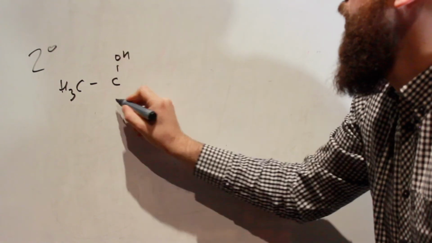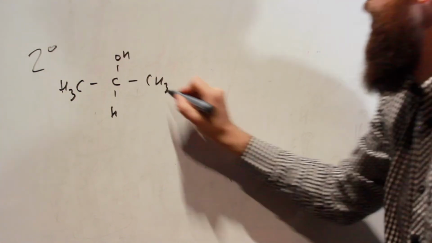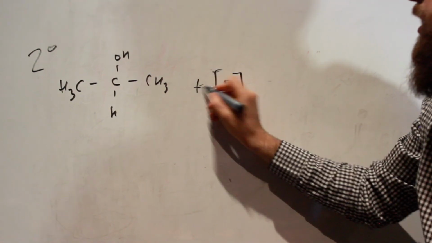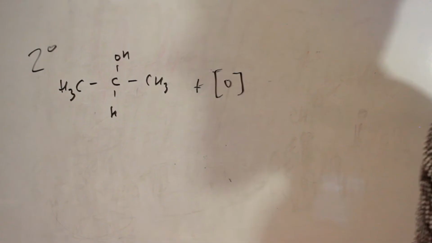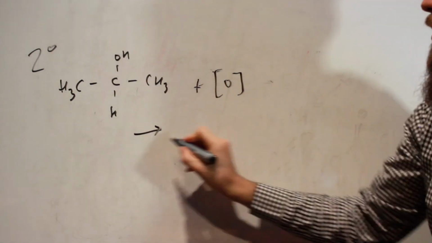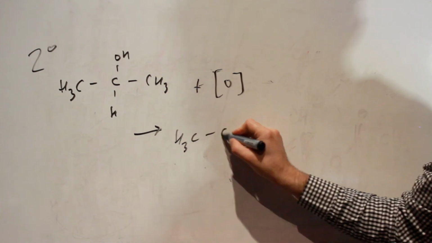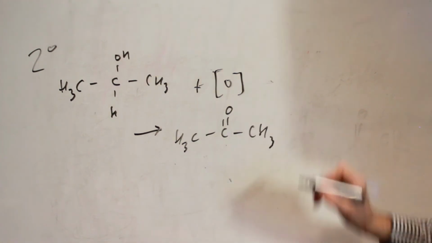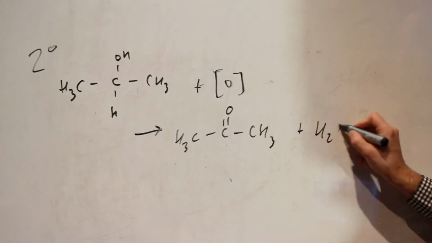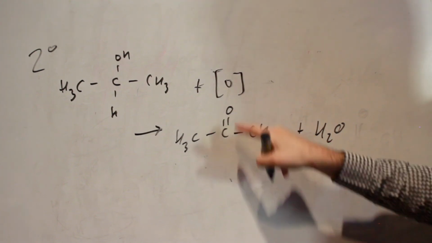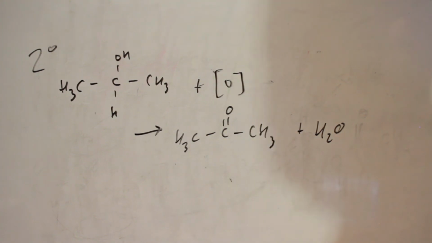So the alcohol there. Oxidize it. So we identify our oxidizing agent as the potassium dichromate, and then we form the ketone. So H3C, and the ketone has this C double bond O within the molecule, and we lose H2O. So this C double bond O is called a carbonyl group. Within the molecule, it's called a ketone.